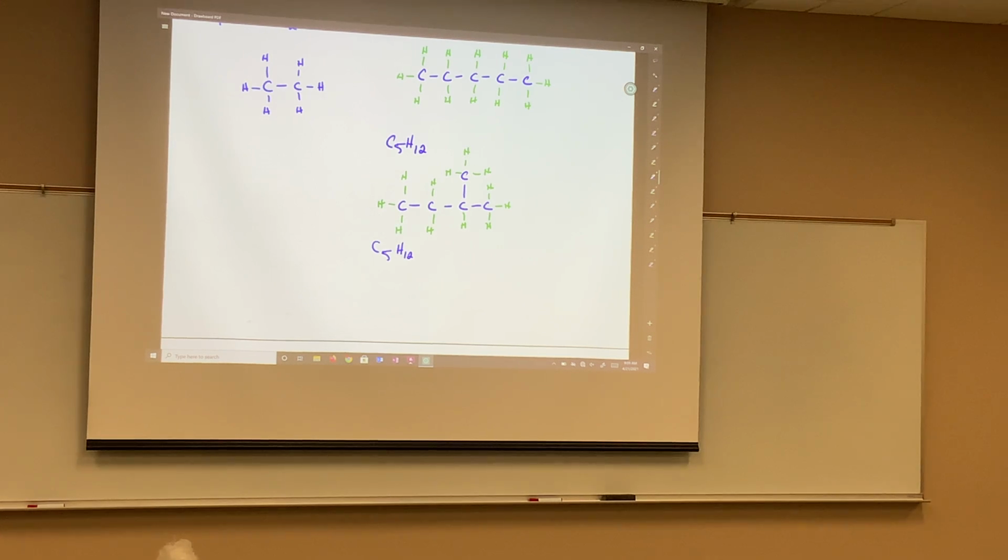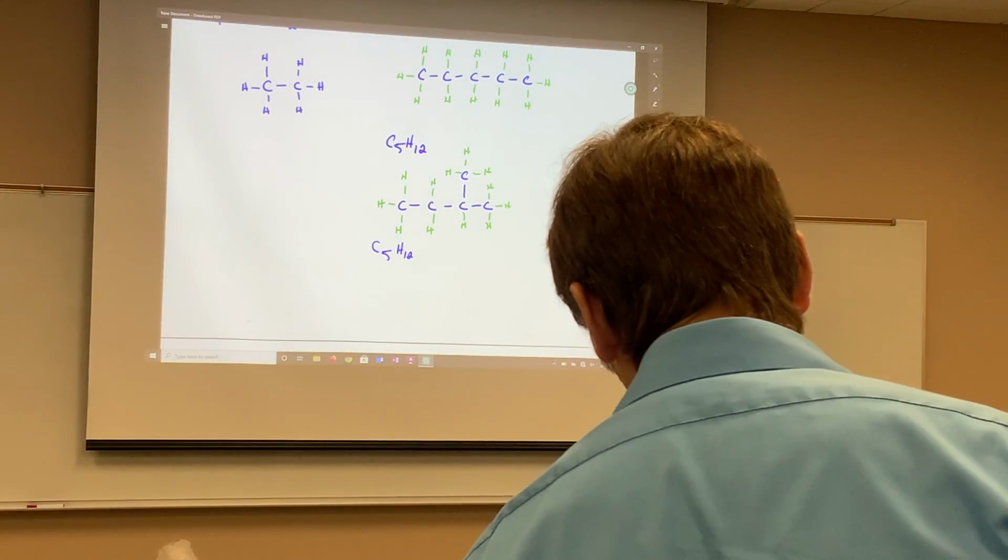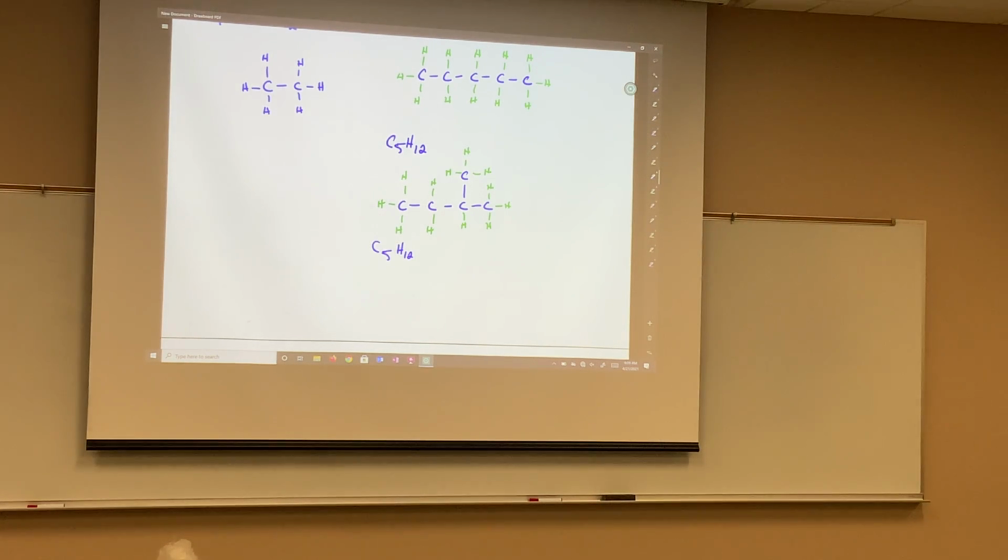Alright, so that's that one. So take a look, it works. Carbon to one carbon to one carbon to one carbon to one carbon. So this is the same as what we started out with, right? All you did was draw the carbon pointing in a different direction. We'll talk about what's going on with that, but take a look at it.